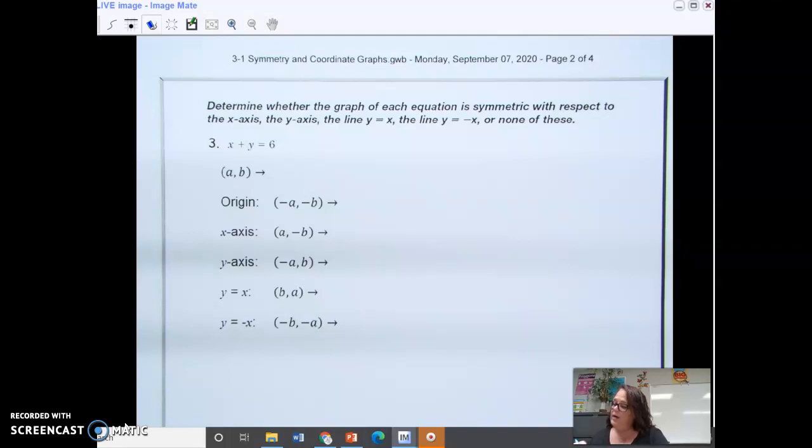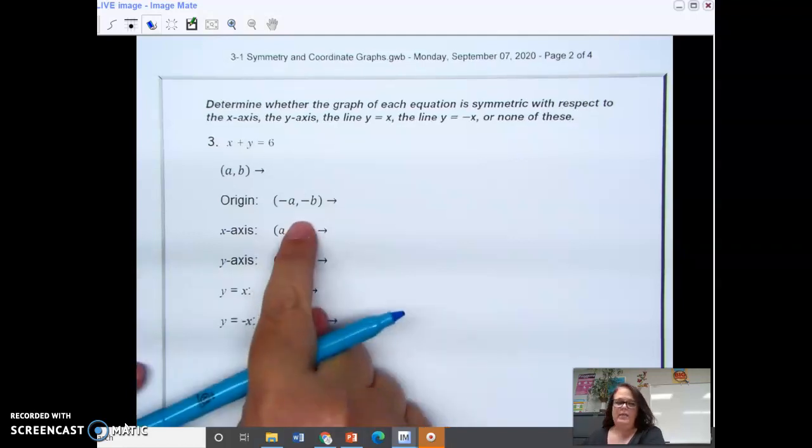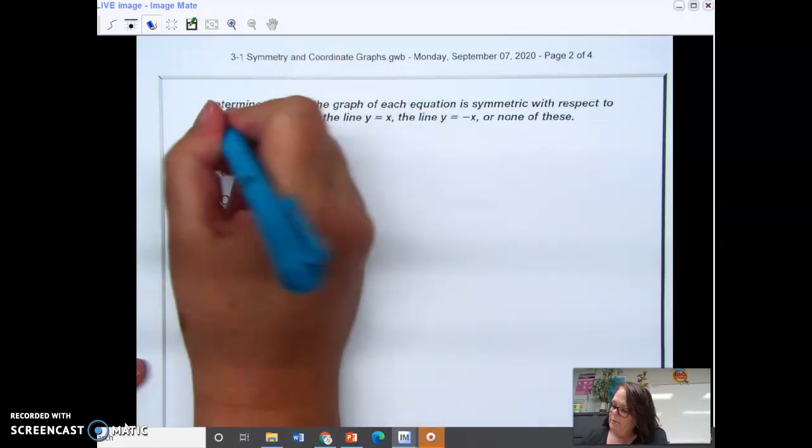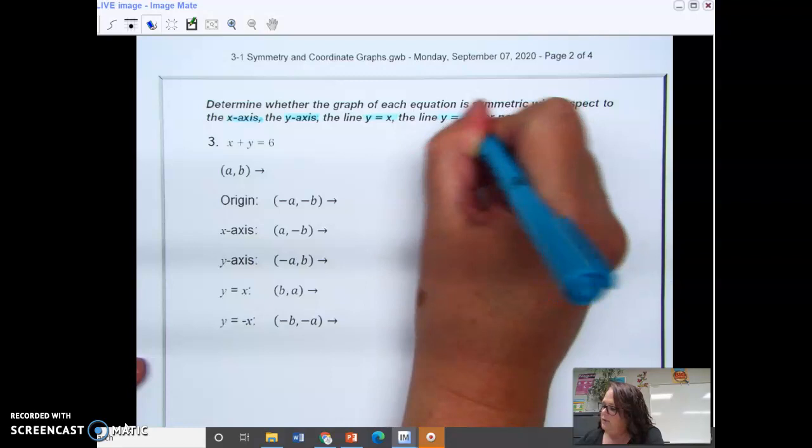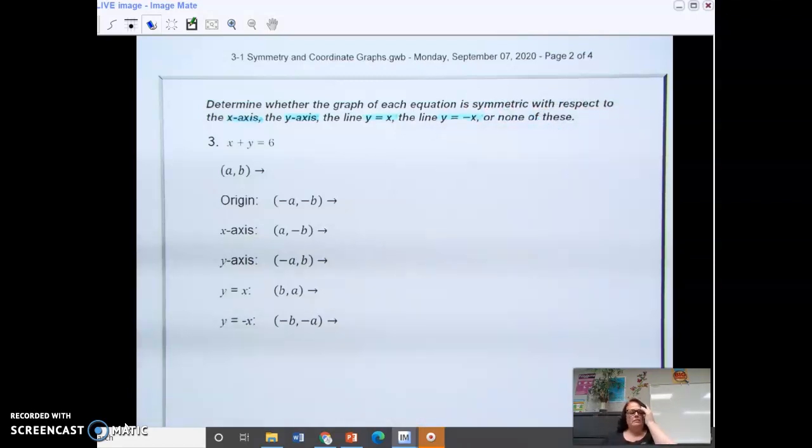So they are no longer asking about the origin, although I threw that in there just for a little more practice. But they are asking about the x-axis, the y-axis, the line y equals x, and the line y equals negative x. And if it's none of those, we would say none of these.